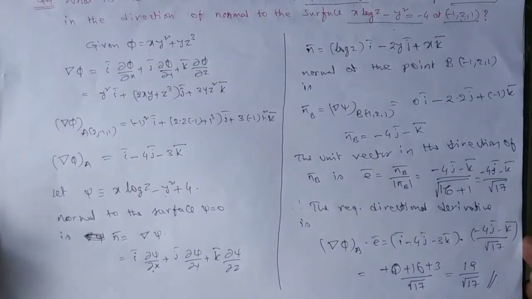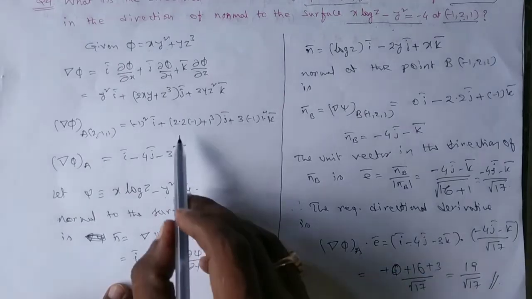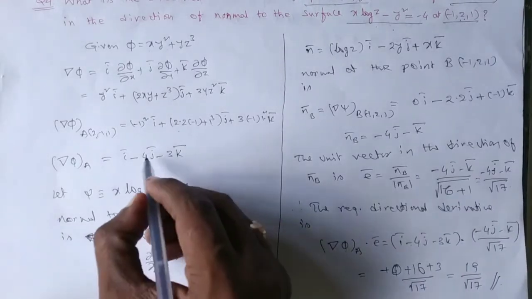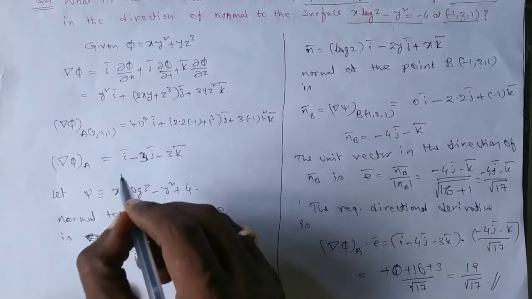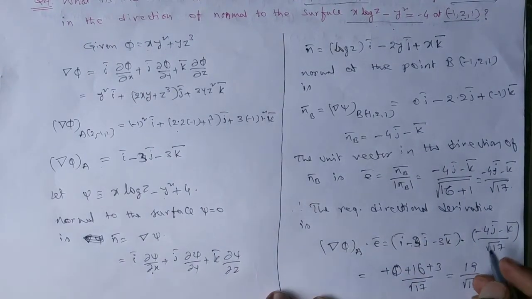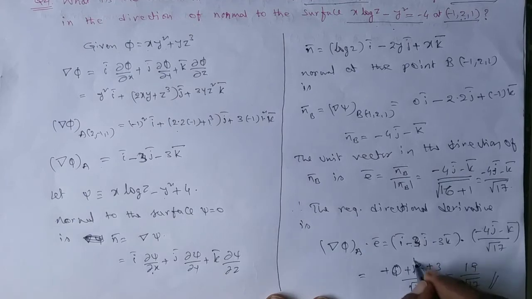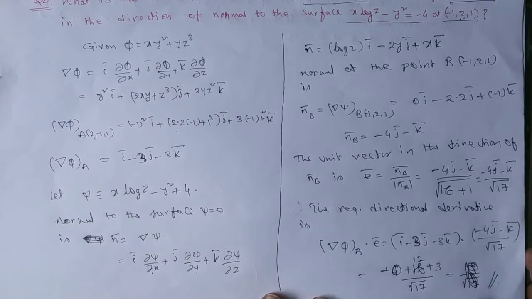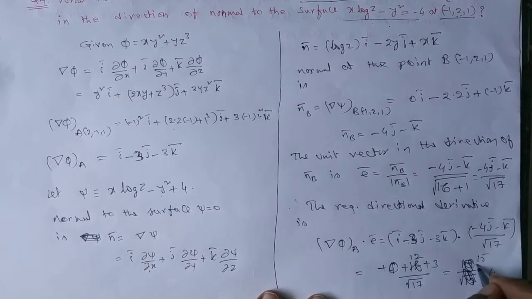Sorry, a small correction is there in this calculation. Here it is minus 4 plus 1 becomes minus 3. So it is minus 3. Finally, it is not 12, it is 12 plus 3. So it's not 16, it is 12 plus 3. So the answer will be 15 by root 17. So this correction I have to make. Clear?